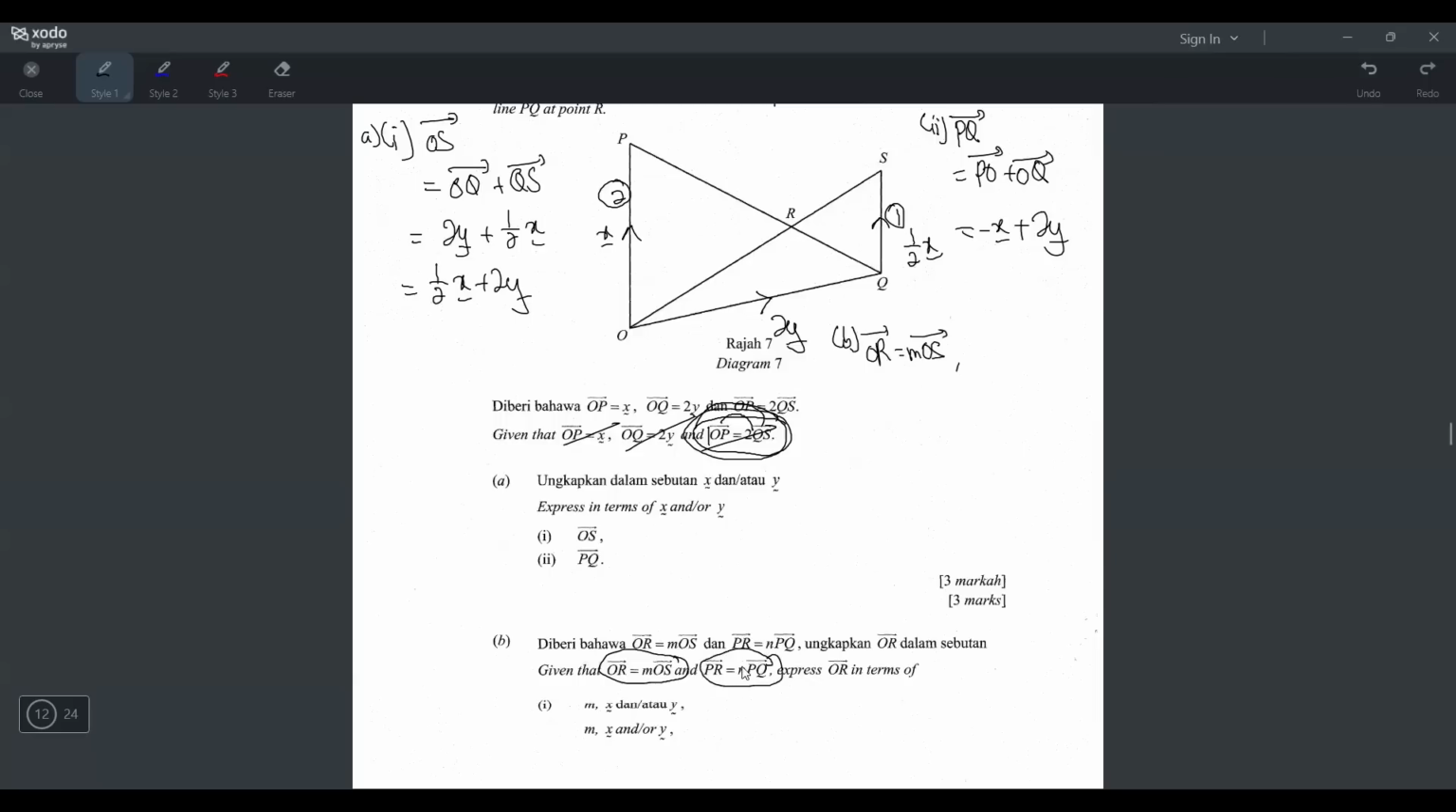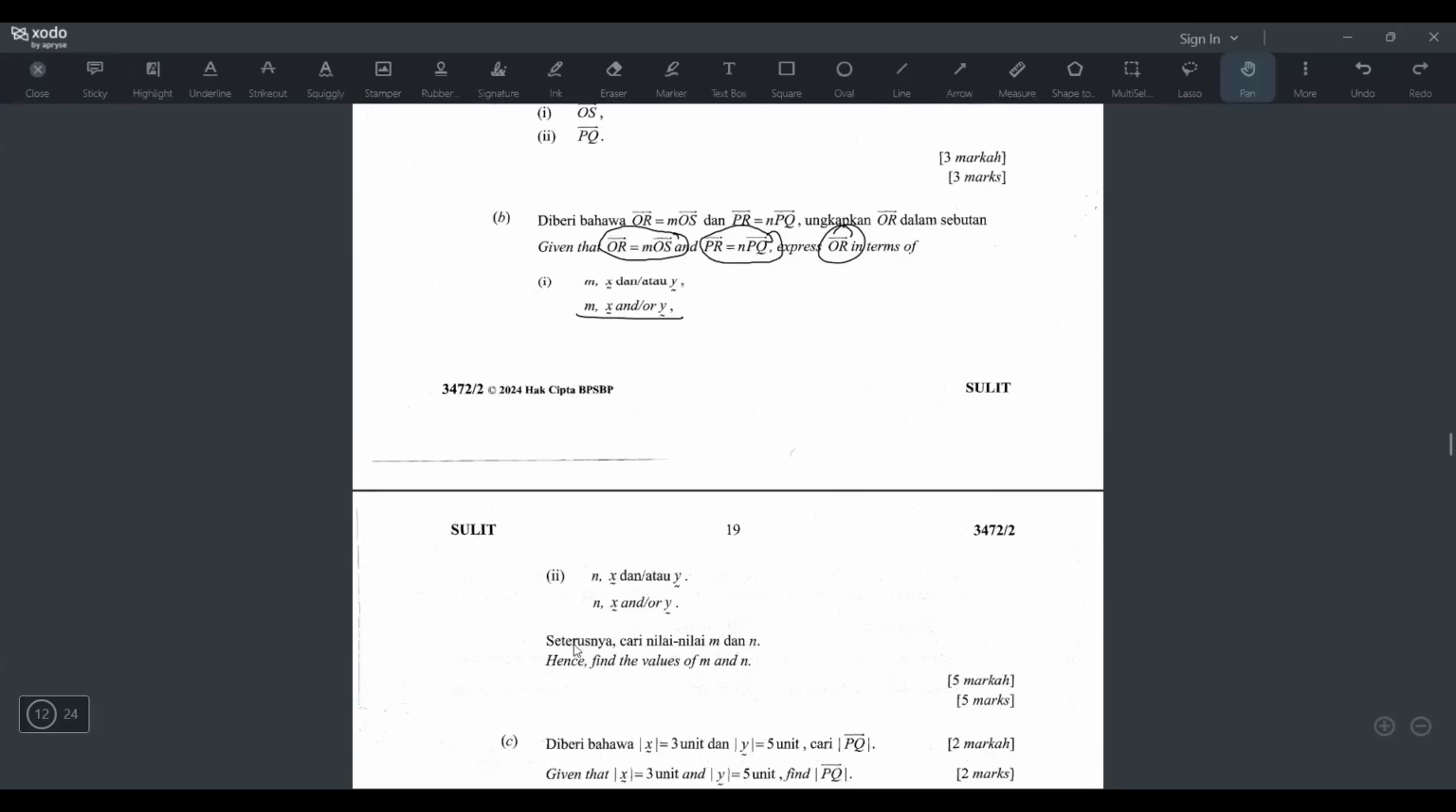Next information also cannot label because they never give me the value of n, so we don't know the ratio for PR PQ sebab dia tak bagi nilai n. So tak apa, jangan label, just tulis je. Alright, just tulis je. Okay, sekarang kita baca soalan. Express OR in terms of m, x, y, and then second question n, x, y, and then hence find the values of m and n.